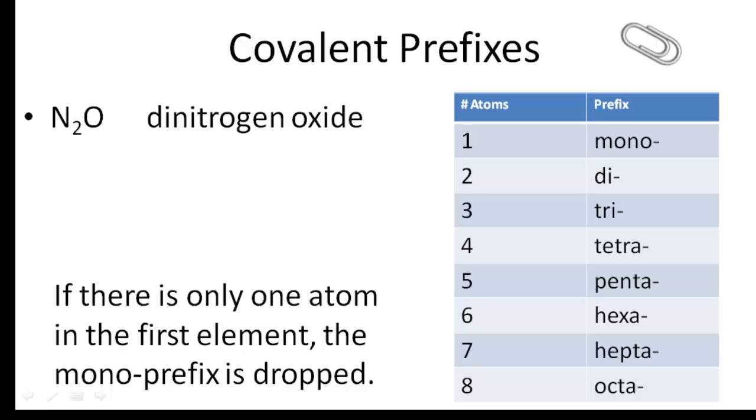Dinitrogen oxide. Wait, I just told you to put a mono in front of that second one. Well, a note there is if there's only one atom in the first element, the mono prefix is dropped. But that's not the case here. It's in the second element. So why isn't it called dinitrogen monoxide?